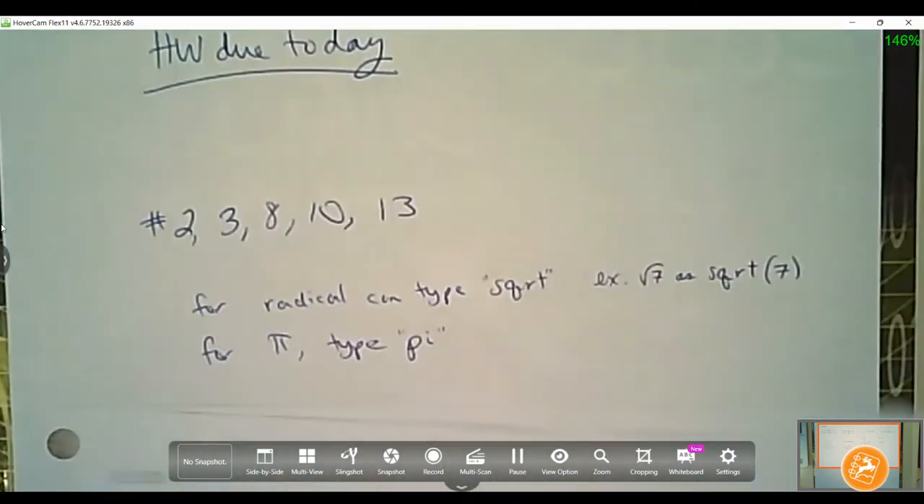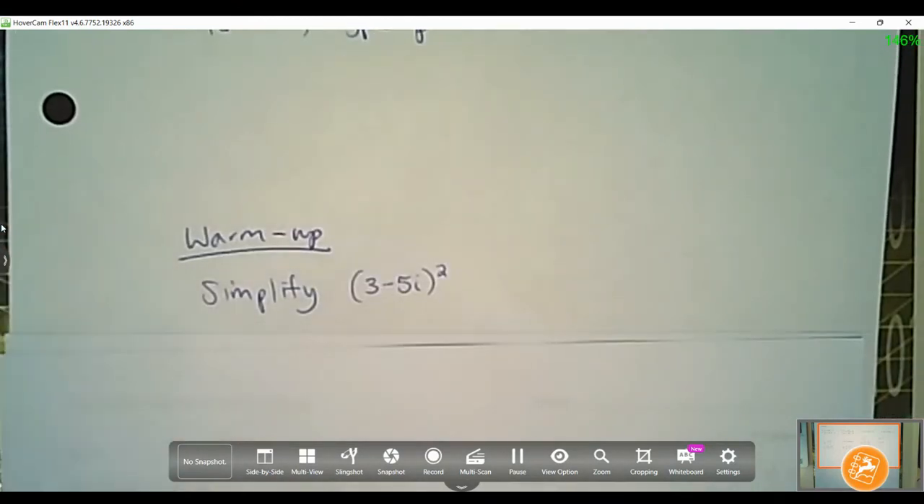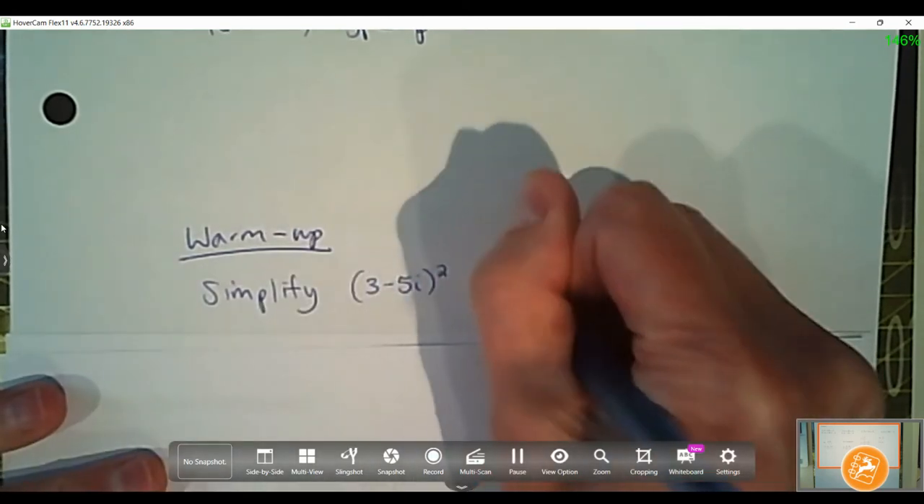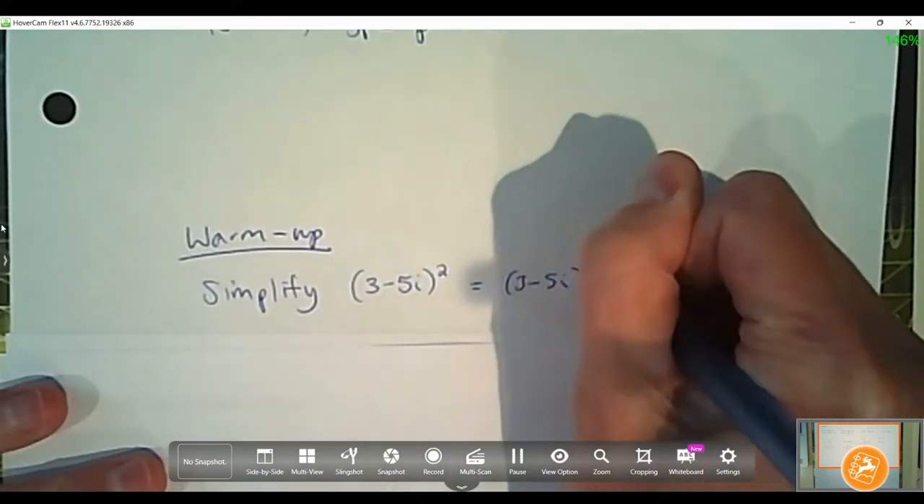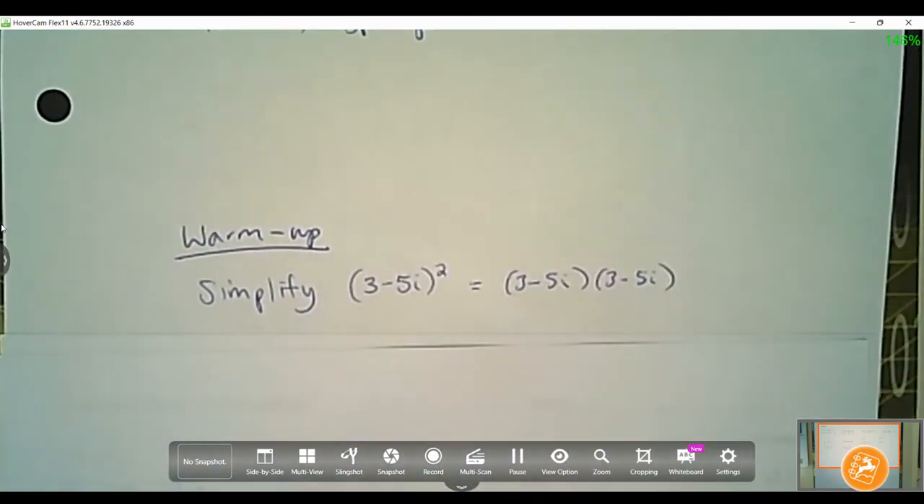Moving on to today's lesson. Let's go ahead and do a warm-up problem before we really get started. And for that warm-up problem, please find a spot in your notebooks and go ahead and simplify 3 minus 5i, that quantity being squared. Now, just as a hint before you start, when you go to square a quantity, that means you multiply it times itself. So don't just square the 3 and square the 5i. You actually have to FOIL that out and simplify, please.